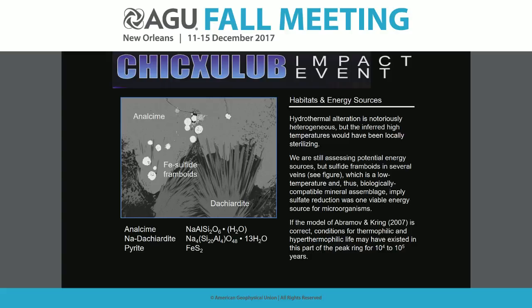Now, in the title, I suggested that we're going to evaluate the system for its habitability potential. And I want to say, first of all, that hydrothermal alteration is notoriously heterogeneous, but the inferred high temperatures that we see based on the metasomatism indicate that many areas would be locally sterilized. We're still assessing the potential energy sources for microbiota, but sulfide framboids in several veins, as shown here, which is a low temperature and thus biologically compatible mineral assemblage, implies sulfate reduction was one possible viable energy source. And if the model of Oleg is correct, conditions for thermophilic and hyperthermophilic life may have existed in this part of the peak ring of the order 10^4 to 10^5 years.